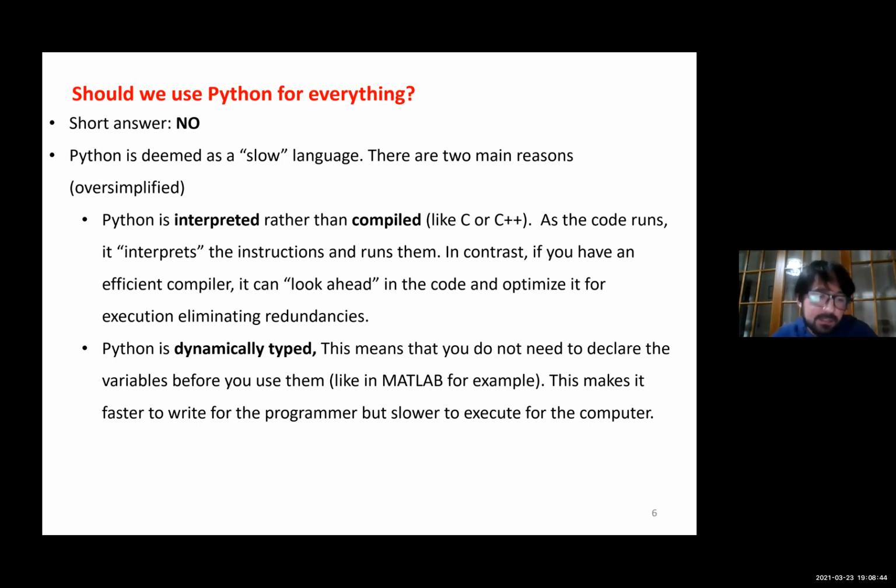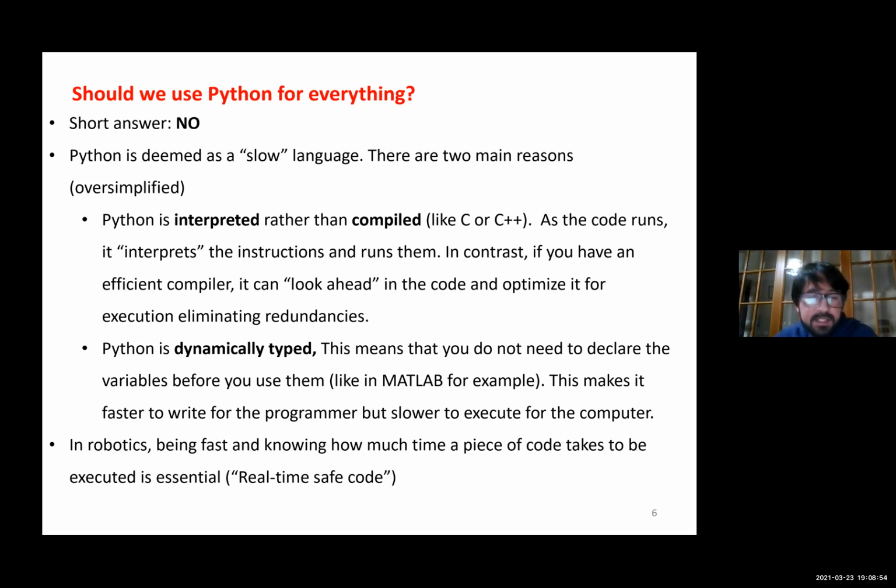But this makes it easier for us as programmers, but it makes it slower to be executed by the computer. So this is key because in robotics, being able to run your code fast, and especially knowing how much time your code takes to run, is essential. And this is what we deem a real-time safe coding problem. And then there's this good reading material if you want to go more in depth into the reasons why Python is slow.